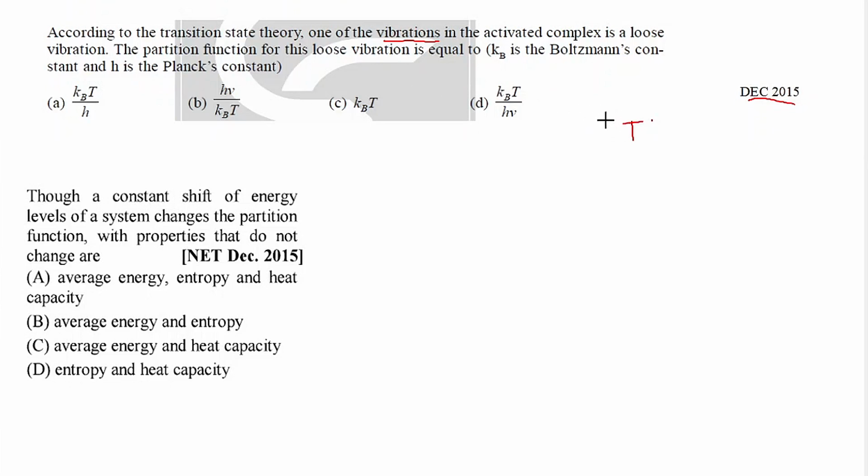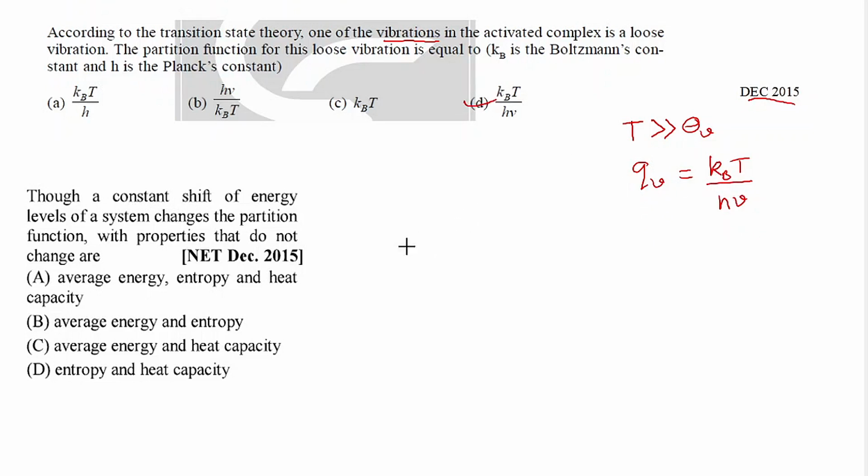Whenever the particle is performing a loose vibration, the temperature is very much greater than theta_v, and then the value of the vibrational partition function is kBT upon h mu. This is also the high temperature limit for the vibrational partition function. Hence the vibrational partition function will be kBT upon h mu, and D is the correct option.